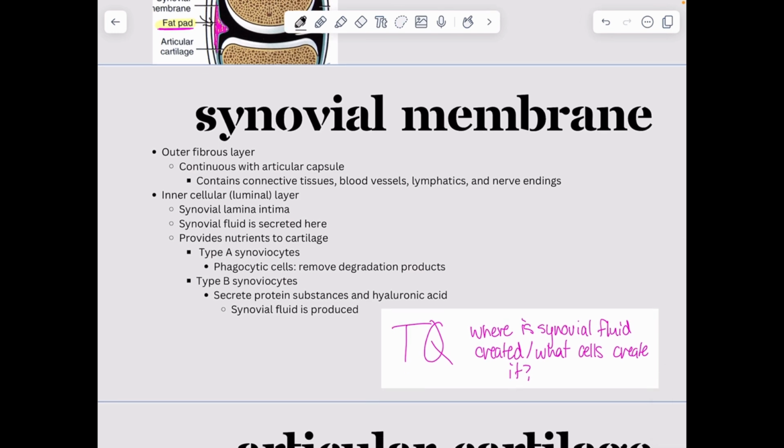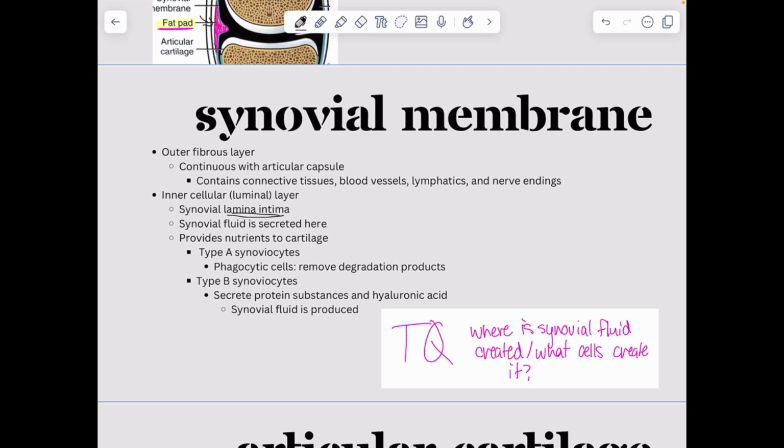As well with the synovial membrane, the outer fibrous layer is continuous with the articular capsule, and it contains connective tissue, blood vessels, lymphatics, and nerve endings. The inner cellular layer is the super important layer. It's also called the synovial lamina intima, know that name. The synovial fluid is secreted here. This is what provides the nutrition to our cartilage, the synovial fluid that is made by the synovial membrane.